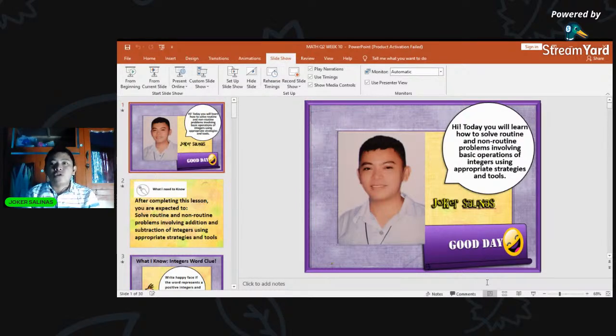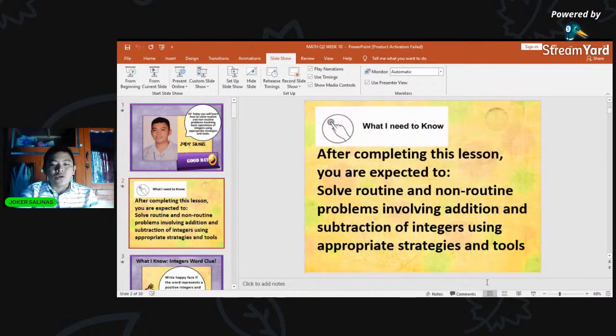Today you're going to learn how to solve routine and non-routine problems involving basic operations of integers using appropriate strategies and tools. After completing this lesson, you are expected to solve routine and non-routine problems involving addition and subtraction of integers using appropriate strategies and tools.